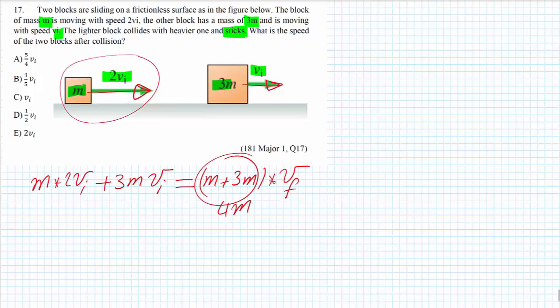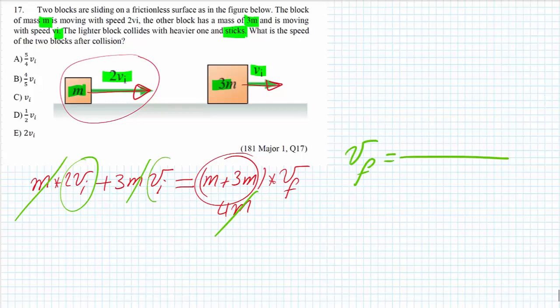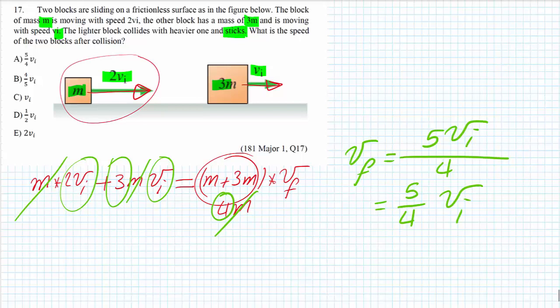Then we can remove the mass from all the sides. That means vf equals, here it's 2 times vi and here it's 3 times vi, gives you 5 times vi divided by 4. So it's 5 over 4 times vi. So I will choose the first one. The positive sign here means the system is moving to the right. He's asking about the speed, so it doesn't matter the sign, so it's 5 over 4 times vi.